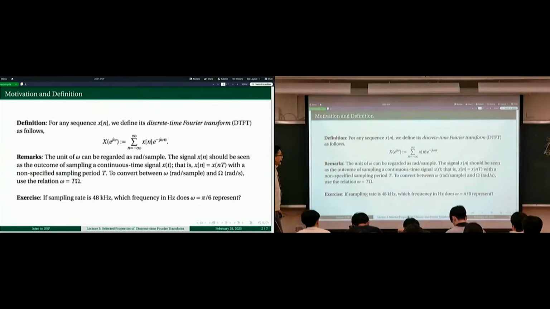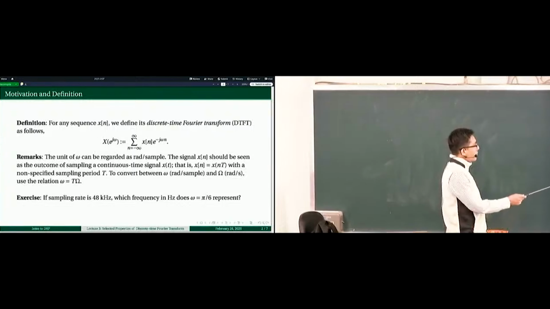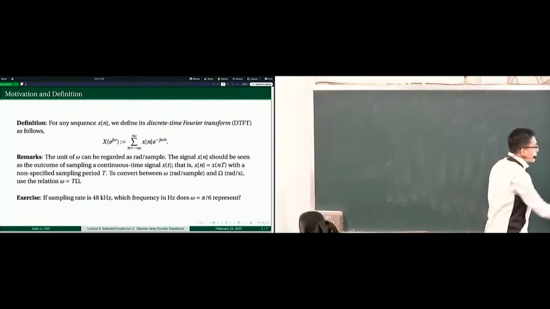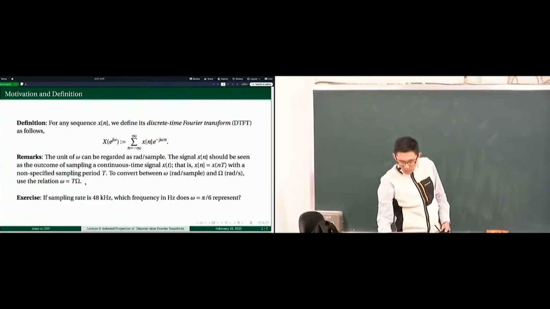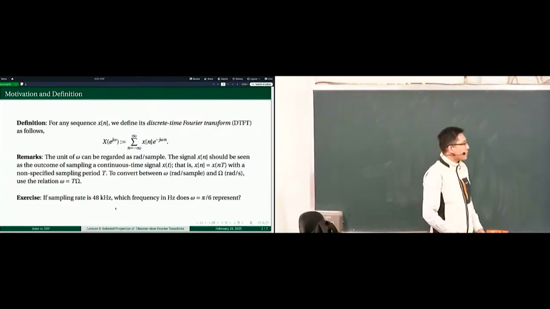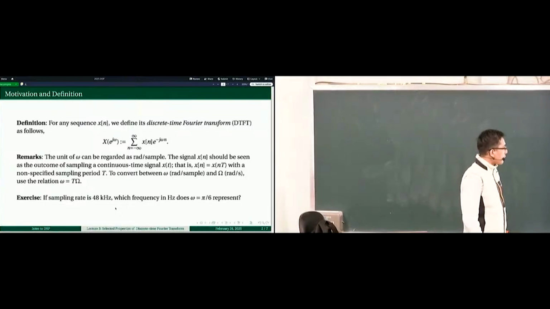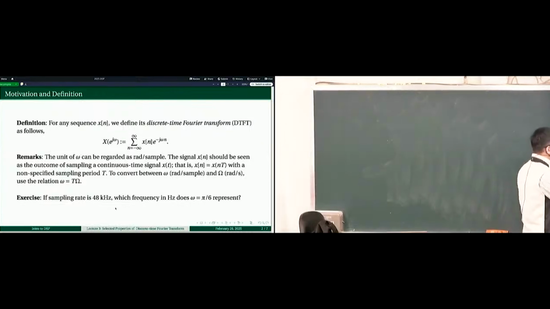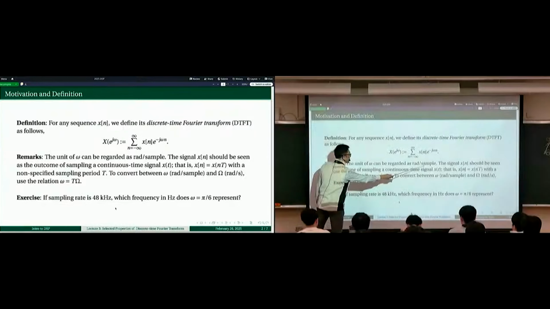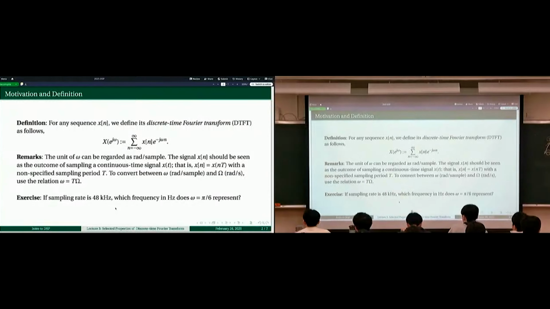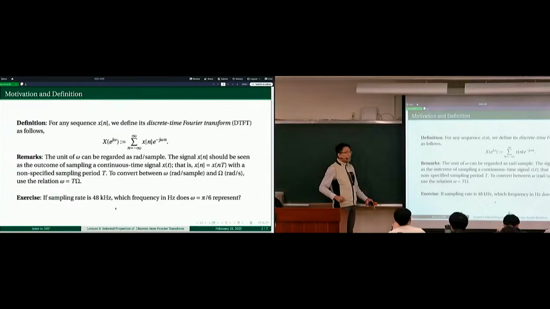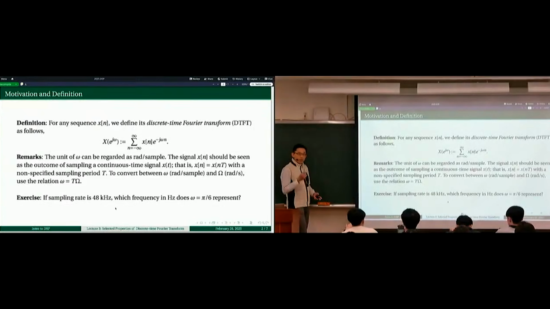Now I invite you to first think about the unit of small omega. You can say that small omega does not have a unit, that's fine, there's no physical dimension like hertz. But if you really ask me, I recommend that we regard the unit as radian per sample, because omega really is some kind of frequency. It tells us how much phase is accumulated when time is advanced by one sample.